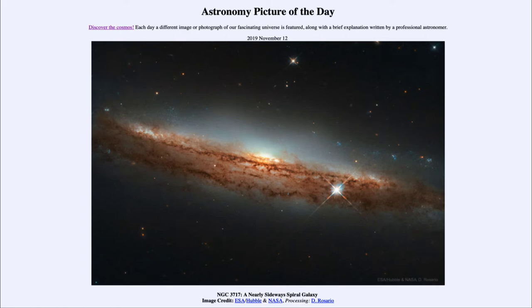But in reality, it has no association with this galaxy at all, except for the fact that it happens to be in that direction. And as you look around the image, you'll see other stars in the image. Those are also stars within our galaxy. At 60 million light years, it would be very difficult at this resolution to be able to see individual stars within another galaxy. So that was our picture of the day for November the 12th of 2019. It was titled NGC 3717, a nearly sideways spiral galaxy.